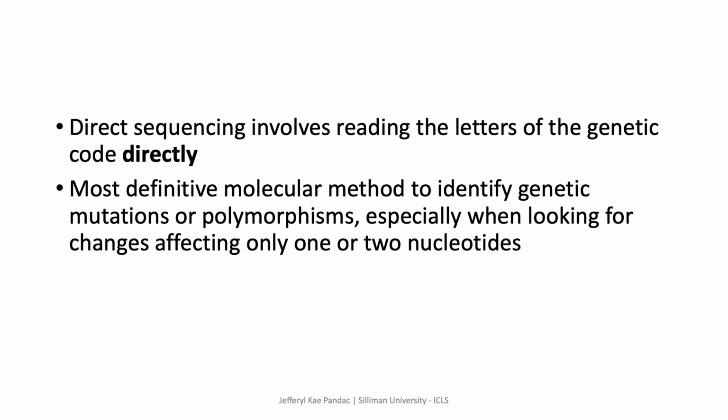Direct PCR sequencing enables rapid and precise determination of sequence identity and variation, which is useful in most aspects of molecular biology and for diagnostic genetic applications. Direct determination of the order or sequence of nucleotides in a DNA polymer is the most specific and direct method for identifying genetic lesions or mutations or polymorphisms, especially when looking for changes affecting only one or two nucleotides.